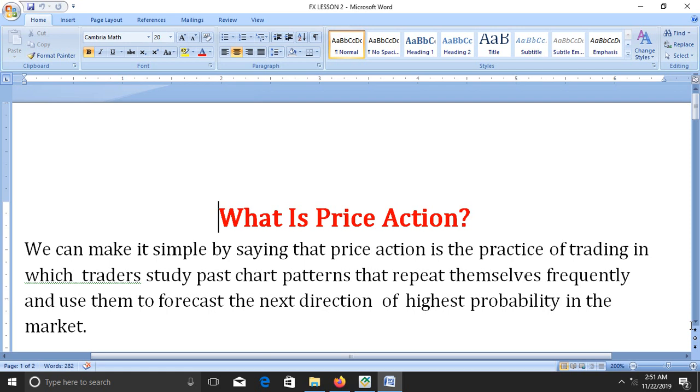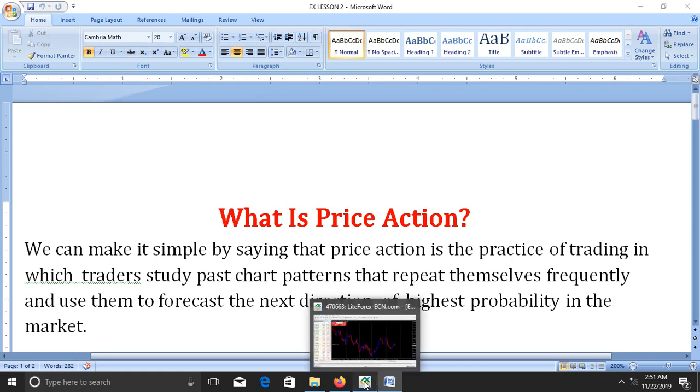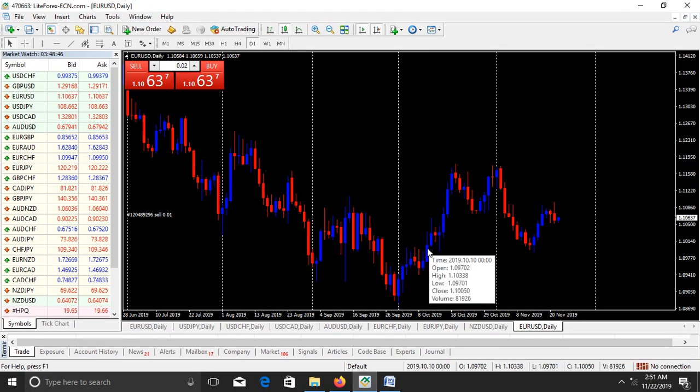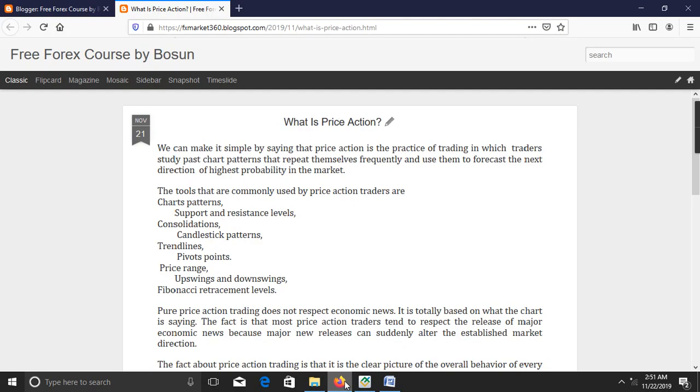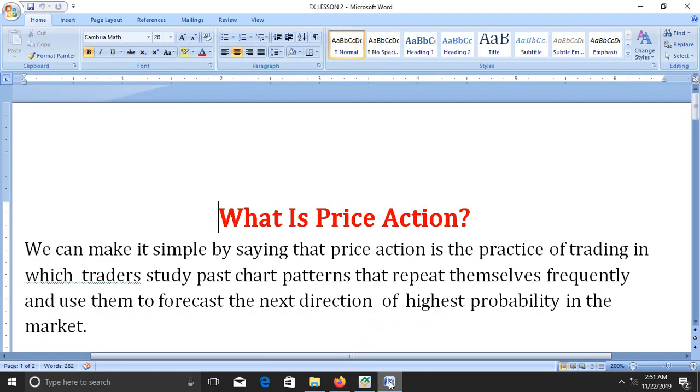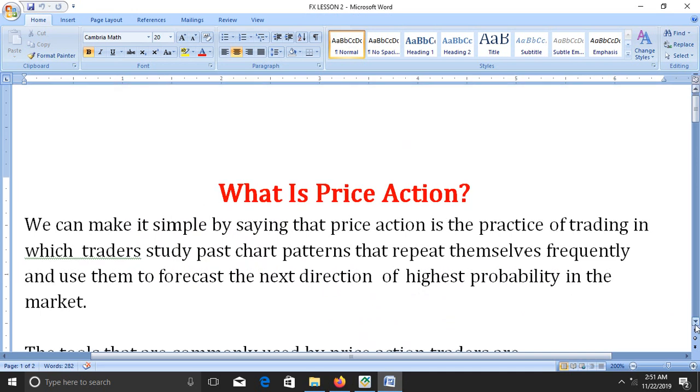Okay, so we look at the market, we look at the chart, the price chart, like this. Okay, this is the price chart. So we study the patterns that do repeat themselves over and over, so we can look at what has happened before and what is happening now. That means we are studying the historical pattern, and then use that to forecast what is about to happen. Right. So that is what it is.